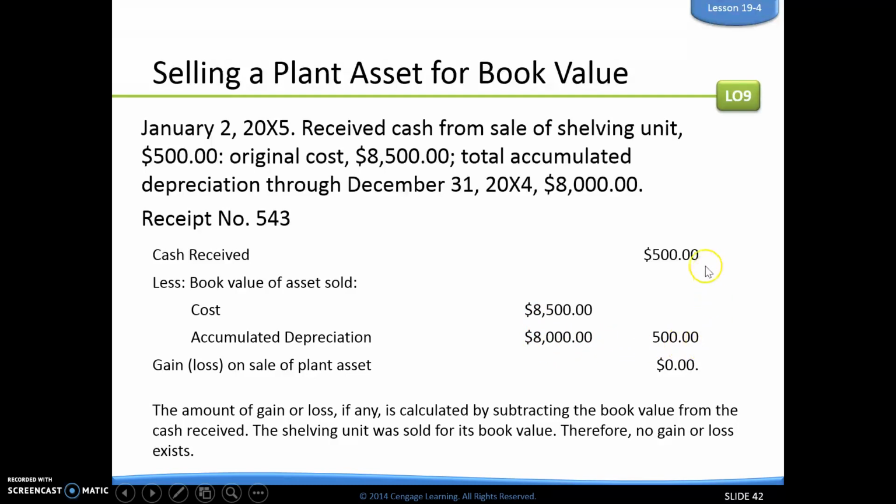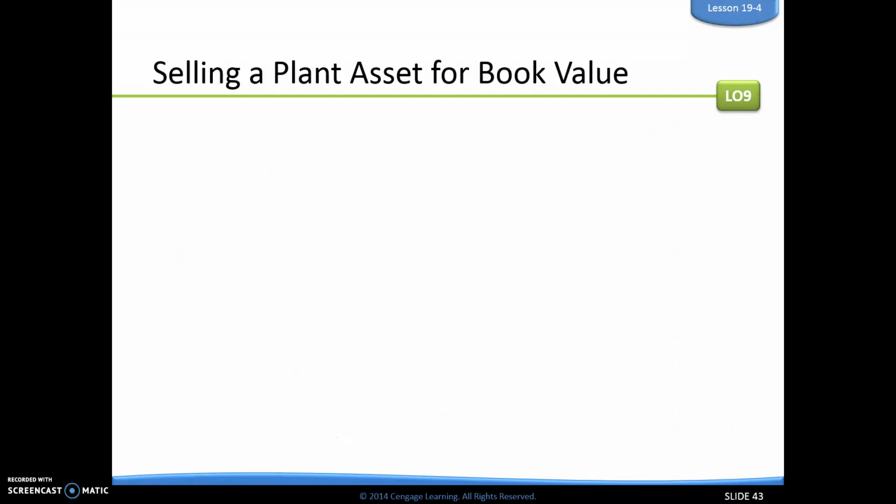And when we do that, the cash received minus book value, it's a wash, essentially. There's no gain and there's no loss. If there was, however, we would need to make sure that we record that. But because we had $500 received and our book value was 500, we're at zero. So we don't have to worry about any gain or loss. Instead, all we need to do is record the disposal of that asset.